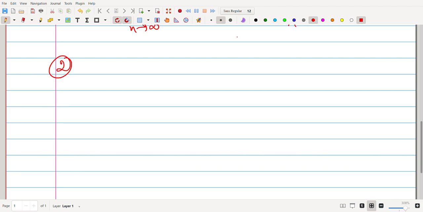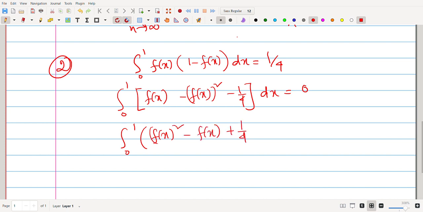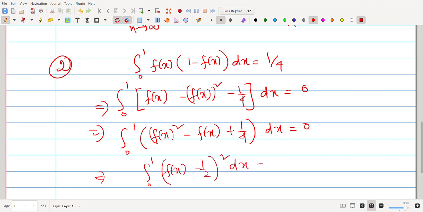So F is a set of all continuous functions that satisfies the integral from 0 to 1 of f(x) times (1 minus f(x)) dx equal to 1 by 4. Then we need to find the cardinality of F. So the integral from 0 to 1 of (f(x) minus f(x) square minus 1 by 4) dx equal to 0. In 0 to 1, f(x) square minus f(x) plus 1 by 4 dx is 0. Then we have the integral from 0 to 1 of (f(x) minus half) whole square dx is 0.